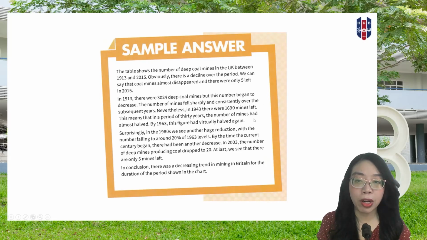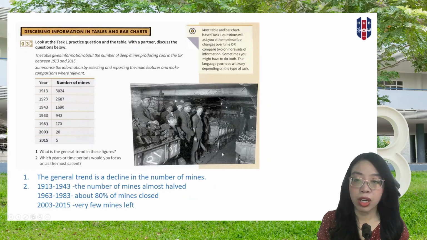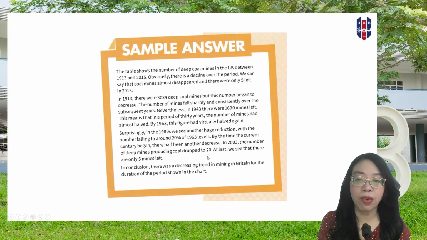So for the first paragraph here, can you see the period? It started from 1913 to 1963, right? And the second paragraph is 1980 to the last one in 2000, or actually it's 2015, right? When we only have 5 mines left. Alright, so this is what the sample answer looked like.